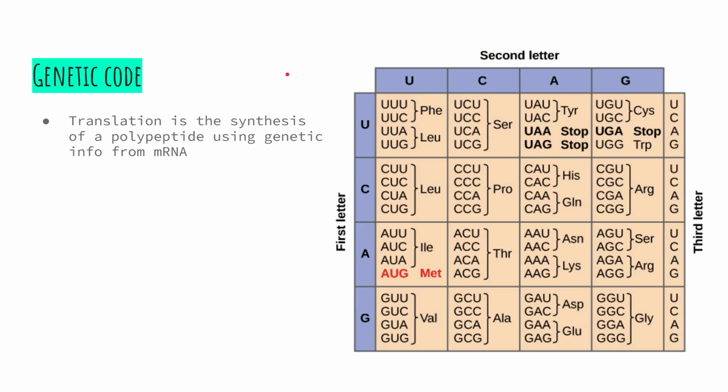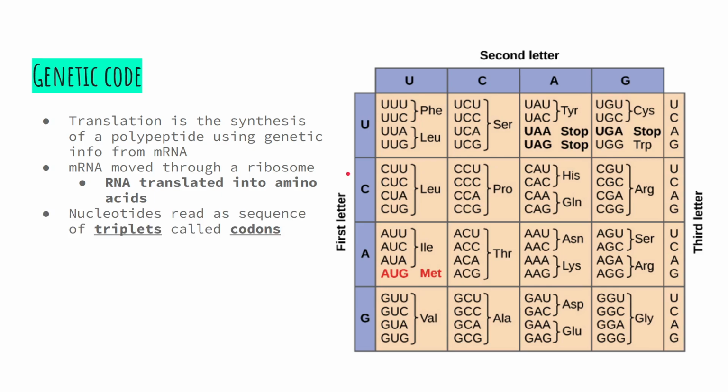Moving on to our genetic code, translation. Whilst this video isn't explicitly on translation, translation is the synthesis of a polypeptide using this genetic code. This genetic info is from the mRNA. So mRNA moves through a ribosome as if a code or a sequence. This code or sequence is translated into amino acids.